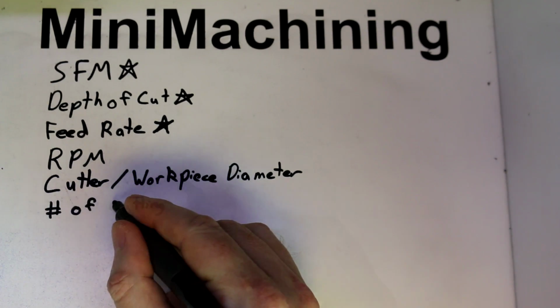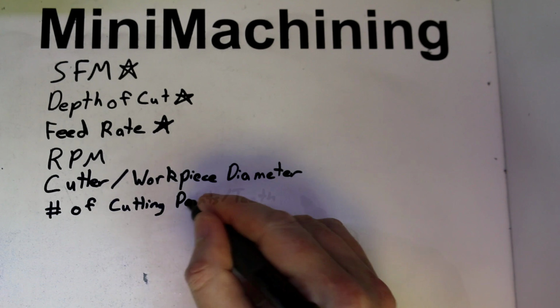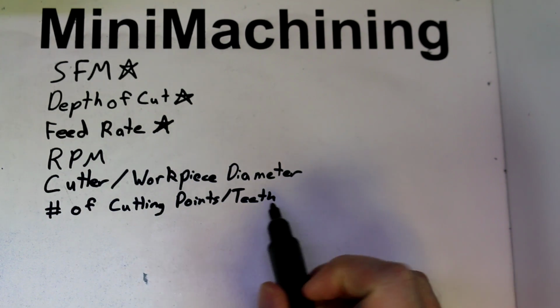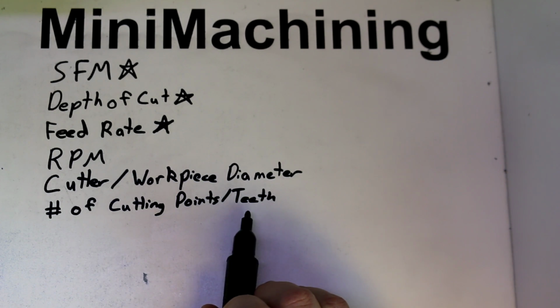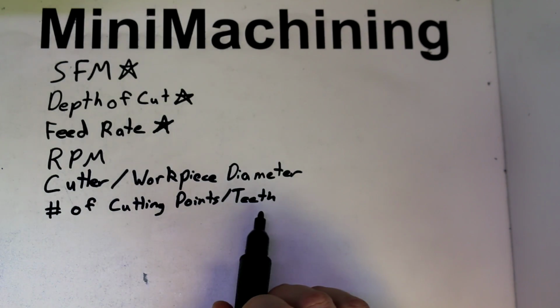Our number of cutting points or teeth. When we're dealing on a lathe, we're dealing with single point tools, whereas on a mill, we can still use single point tools such as a fly cutter, but quite often we're going to be using end mills with commonly 2, 3, or 4 cutting teeth, or there are going to be some forming cutters that may have upwards of 12 or more cutting teeth on them.